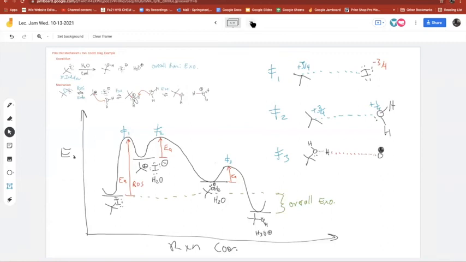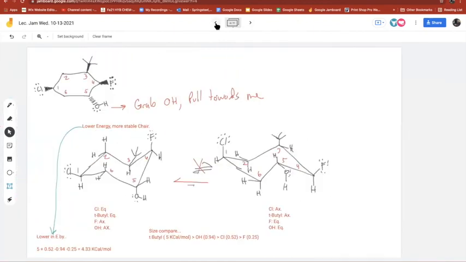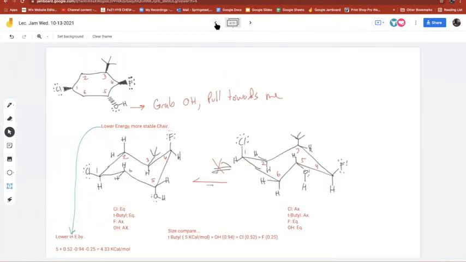Might help to do sound effects as you draw the transition states. There we go. Did it. Done. Okay, so let's shift gears back again. Now we're going to do Newmans.